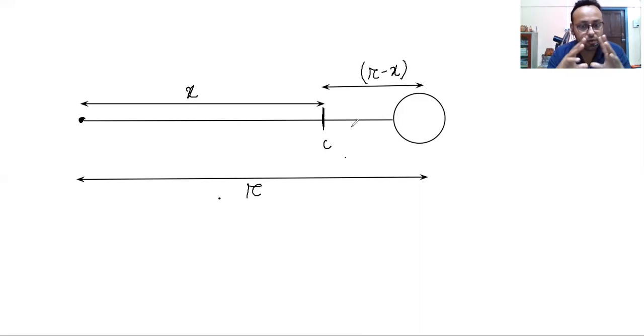So now we have created a scenario where the electron and the nucleus are attached by a rod or wire. It's like a rotor, sorry, like a dumbbell, but one side of the dumbbell is very heavy and the other side is very tiny, and they are attached by a line and moving like this.